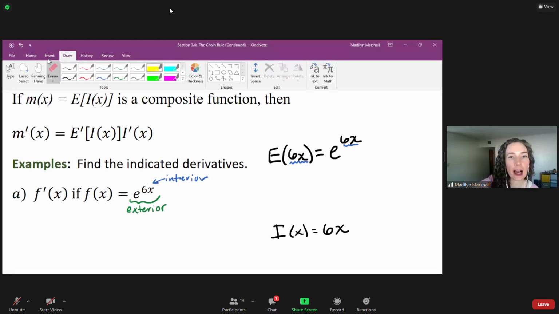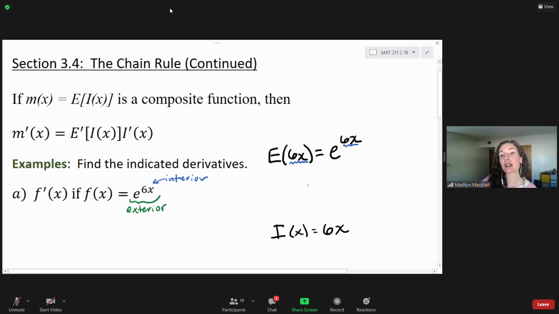So the interior is the thing that's going on the inside. So we have this composition where we have our inside function and then the stuff that's on the outside. So that 6x is the whole thing that's being plugged in. So that's our interior.